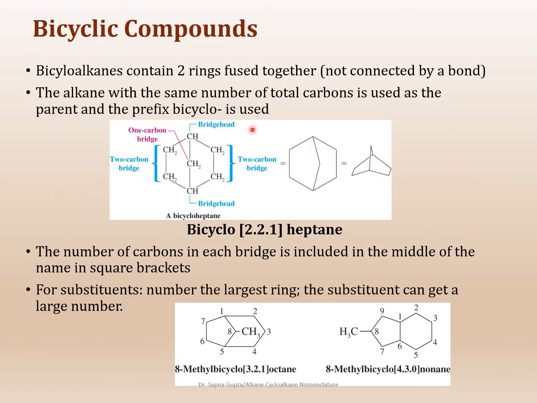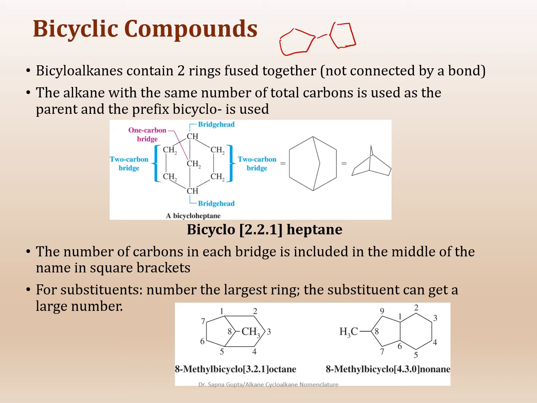Now for the bicyclic compounds. Bicyclic compounds are where you have two rings that are fused together, not connected by a bond. Okay, so what does that mean? That something is actually fused together. Let me show you the connected together first. Okay, so you understand what that means.